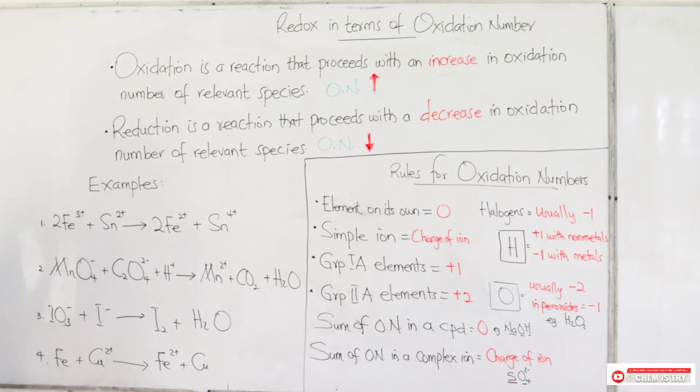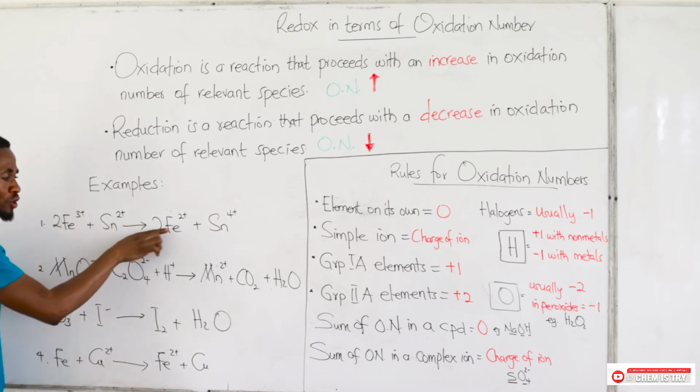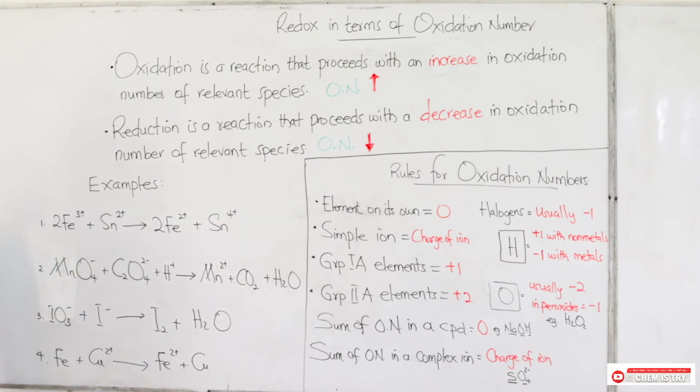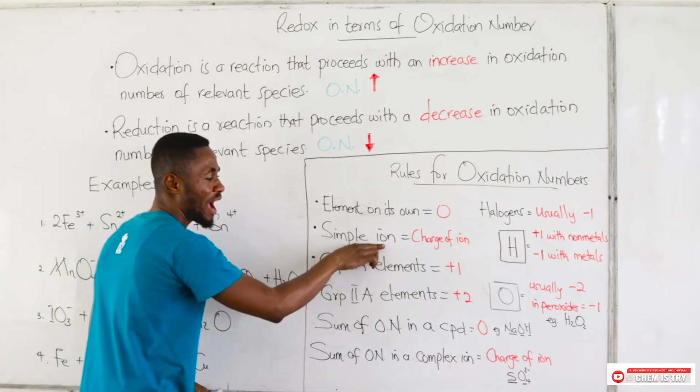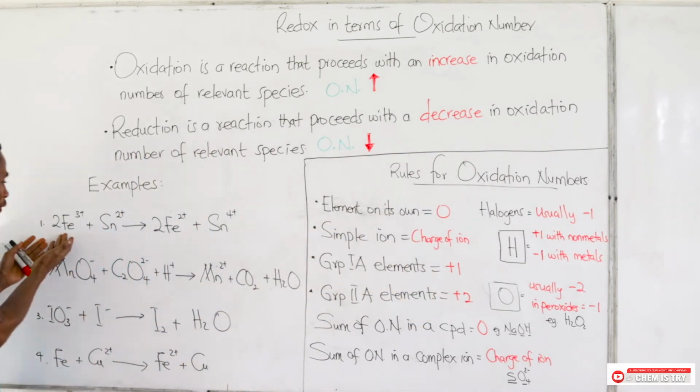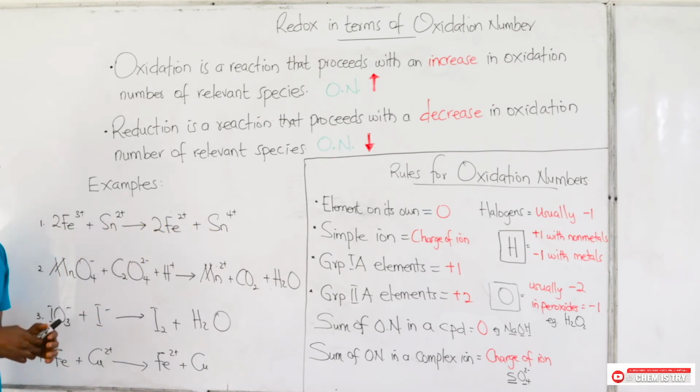Let's look at the first example. Now, in the first example, we have 2 moles of iron 3 ion combining with 1 mole of tin 2 ion to produce 2 moles of iron 2 ion and a mole of tin 4 ion. So we need to look out for the oxidation numbers for the individual elements over there. Now remember, we said every simple ion has its oxidation number being equal to the charge of that ion. Now all these ions over here are simple ions. That makes our job very easy, huh?